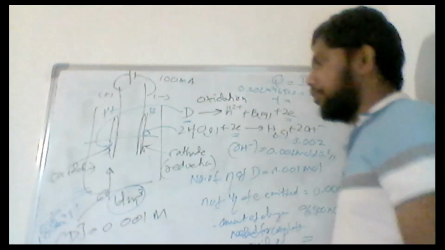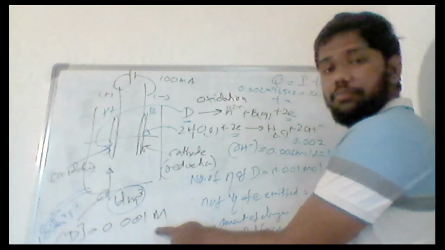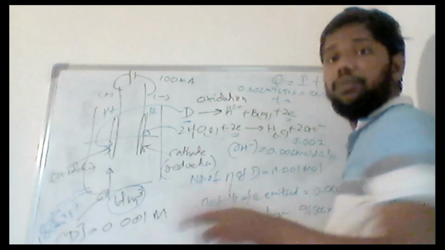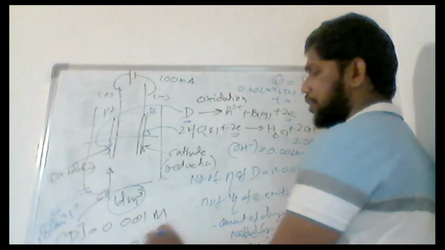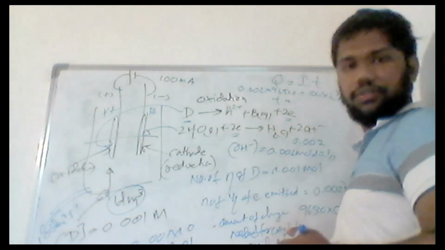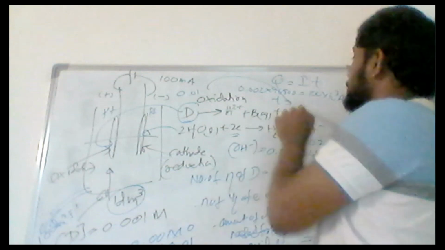So it is also very straightforward, because you know in 1 decimeter cube how many moles of D was present. It is 0.001. So you can calculate that for 10 decimeter cubes. So it will be 0.001 times 10. So basically 0.01 moles. Okay. It will be 0.01 moles of D. Then if you know it is 0.01 moles of D, you can know the number of electrons that is needed. Basically that is 0.02 moles of electrons.